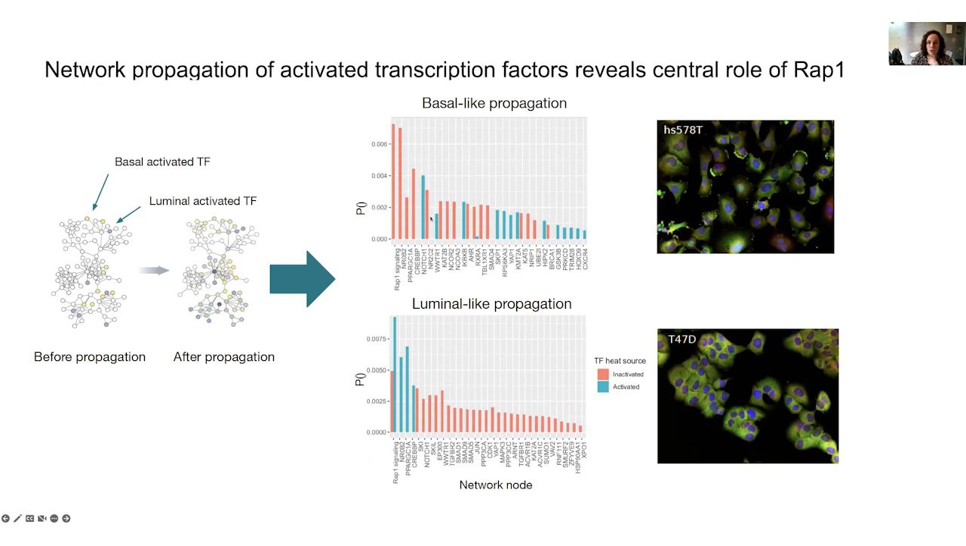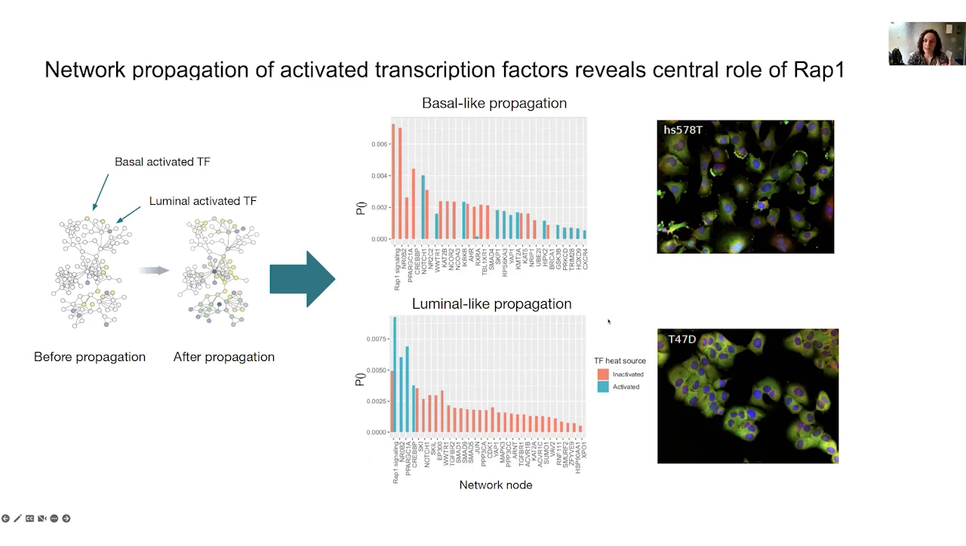And here we have the results for the basal-like propagation and the luminal-like propagation. And you can see in both of them, we have this gene expression module that we had annotated as RAP1 signaling module. That is the top hit for both of them. And we also have additional genes, a lot of them known indeed to be important for cell shape regulation. So what is this RAP1 signaling module?